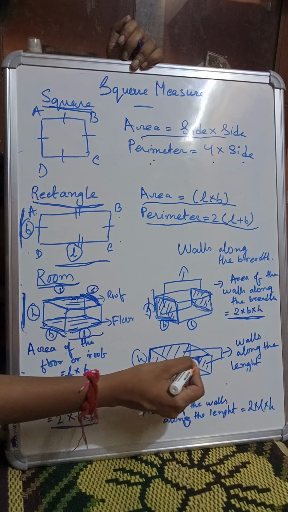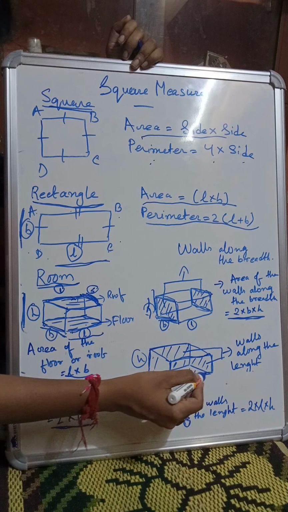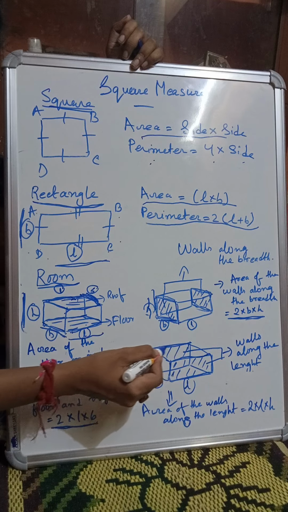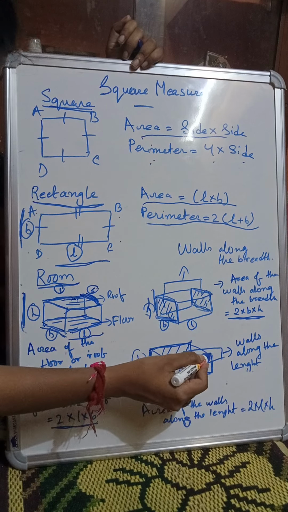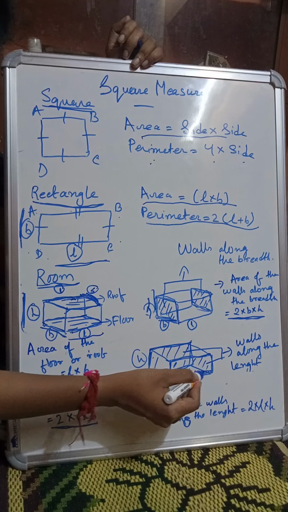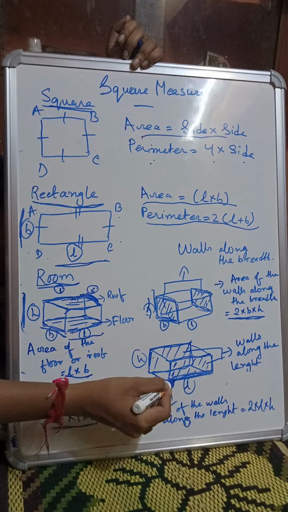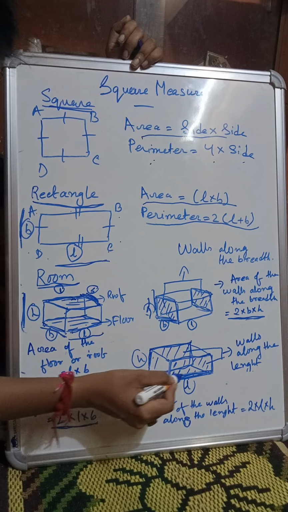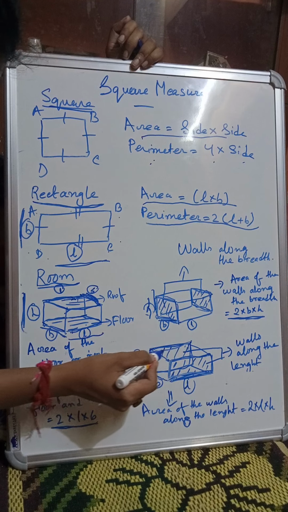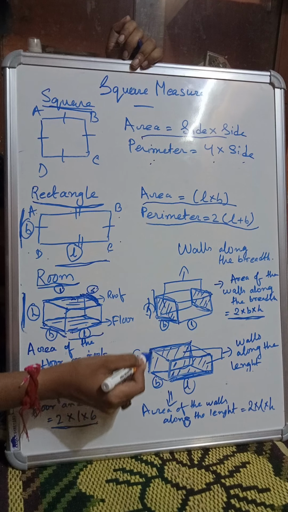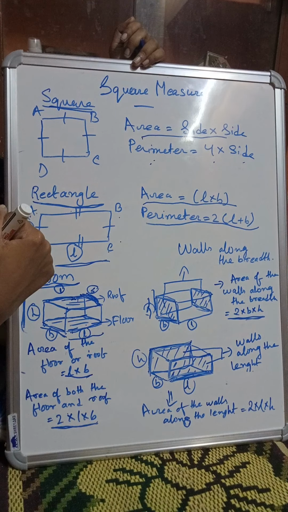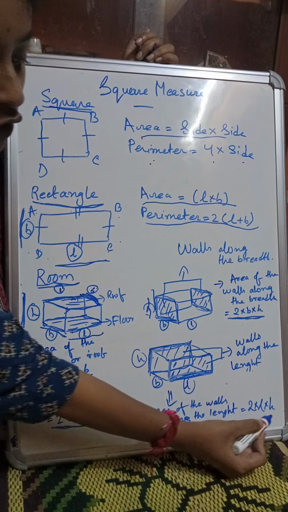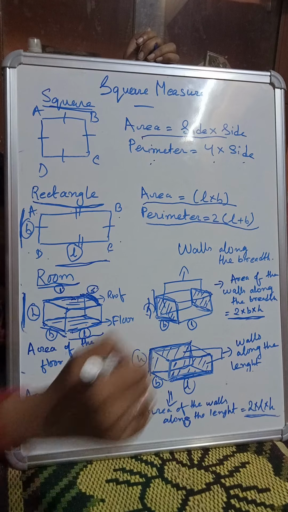Okay, and same if you are asked to find out the area of the walls along the length. Now this is the front face, and this is the back face of the room. The front face includes the length and the height, and again the back face has the length and the height. So what will be the formula of the area of the walls along the length? This will be 2 into length into height.